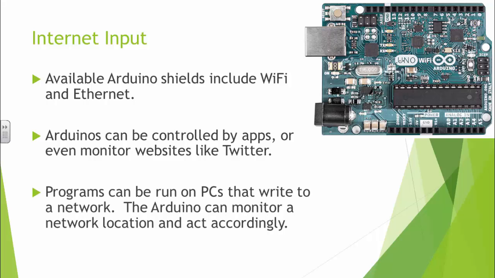We also may not directly use the internet. We can use a network location to have the Arduino communicate with a different computer that might be running a very complicated program, and using a network location to communicate to the Arduino and having the Arduino react to the results from a program from a different computer.